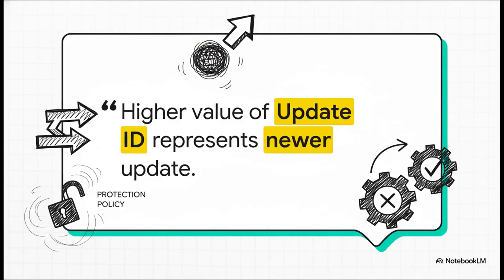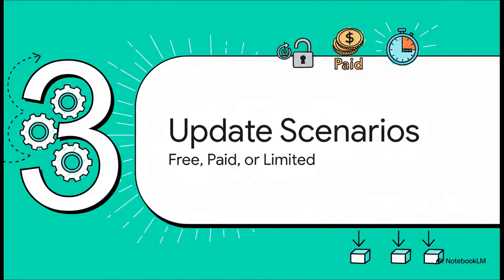And this, right here, this is the golden rule. It's so important. For this whole system to work, you have to always increment the update ID for each new release. The system relies on a very simple comparison. A higher number always means a newer version. Simple as that.